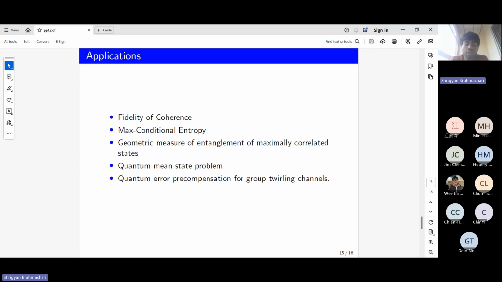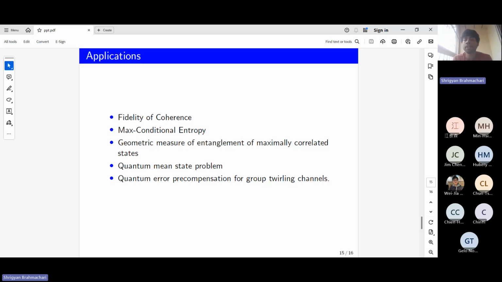And finally, we have quantum error precompensation for group twirling channels, and I'll explain what that is. Imagine you have an experimental setup where you can feed any quantum state of your liking through a channel, but it has to go through this channel. You know what the channel is, and your hope is to prepare some given state rho.